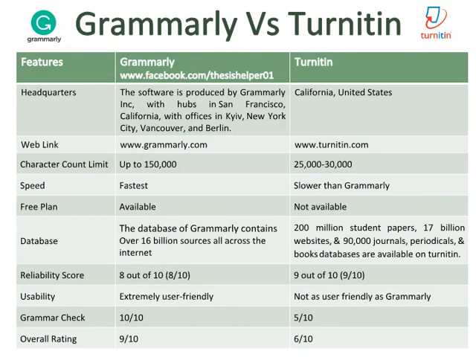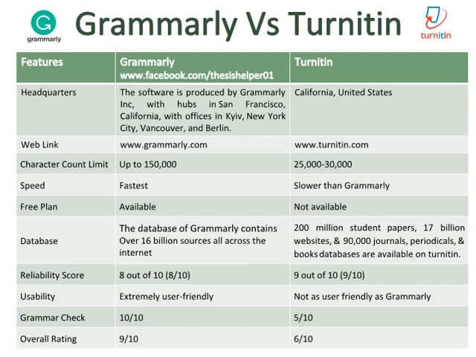Weblink of Grammarly is www.grammarly.com, while weblink of Turnitin is www.turnitin.com. Character count limit in Grammarly is up to 150,000, while character count limit in Turnitin is 25,000 to 30,000. The speed of Grammarly is fastest, while Turnitin is slower than Grammarly. Free plan is available in Grammarly software, while free plan is not available in Turnitin.